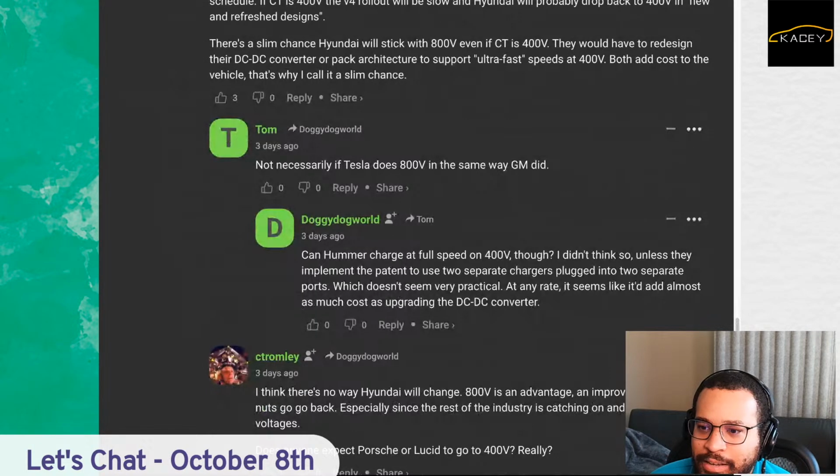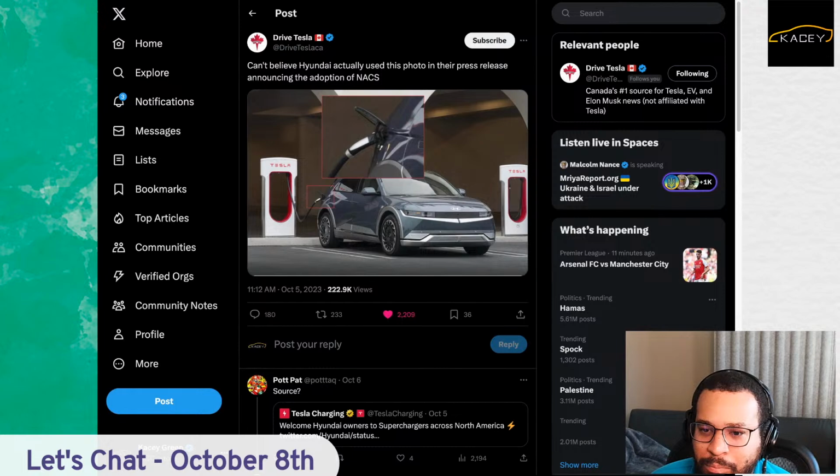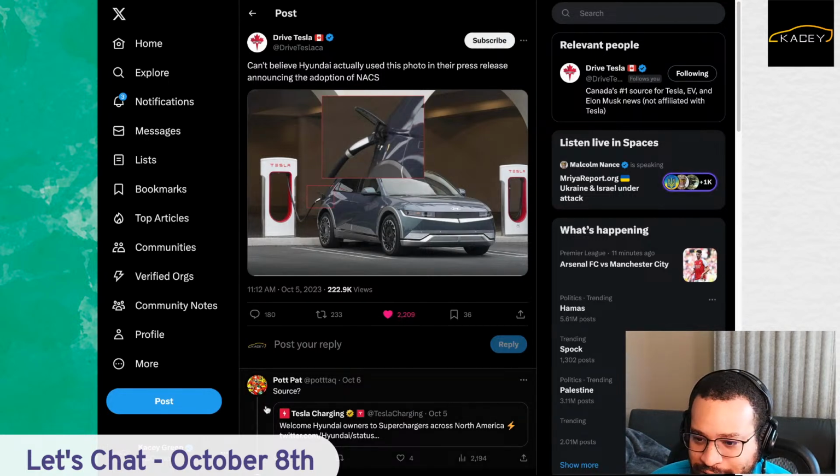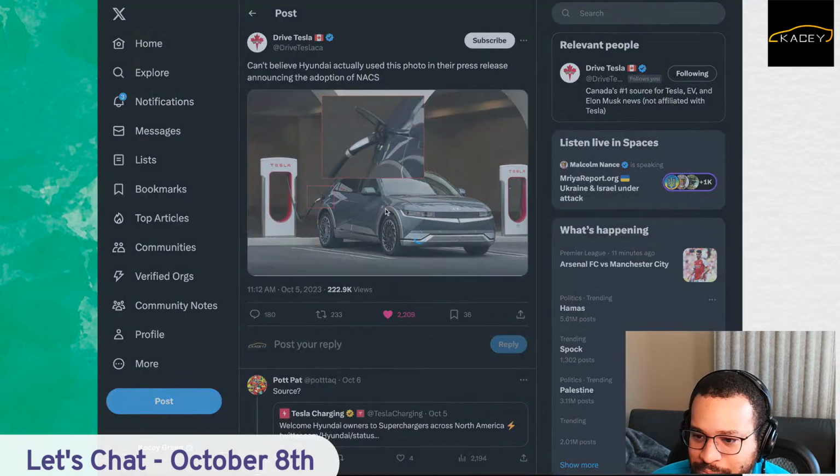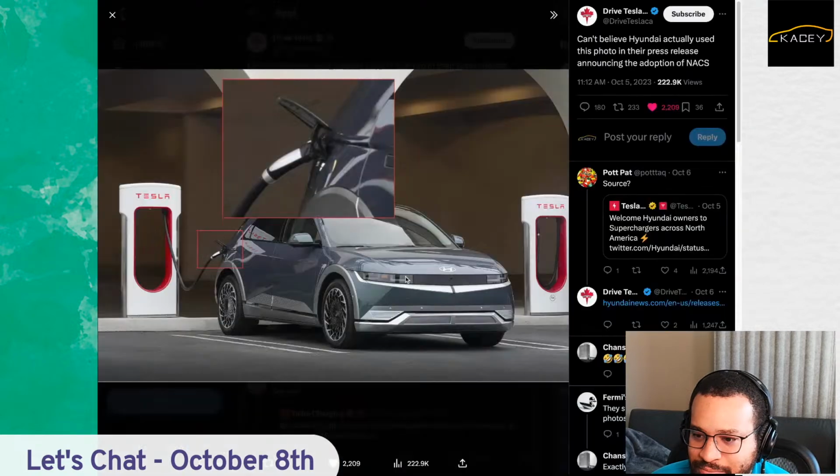So I pointed out that I might have this picture, and I do. So Drive Tesla pointed out that, I guess it's Darren says, can't believe that Hyundai actually used this photo in their press release announcing their adoption of NACS. And then Pat is asking where the picture came from. All right, so if you can see here, I don't know if that's electrical taped to their CCS1 outlet or if it's just wedged into the opening mechanism for the charge port door.